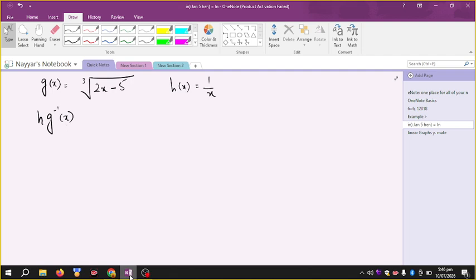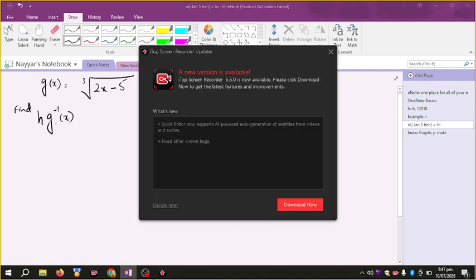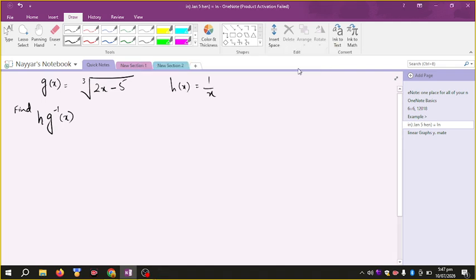Okay, so here what we are going to do is find out h of g inverse x. There are two things. First we have to find the inverse function, g inverse x, meaning we first find the inverse function of g, and then substitute it into h of x. What does this mean? h of g inverse x means that in the h function you have to substitute g inverse. So for that, first we need to find g inverse x.